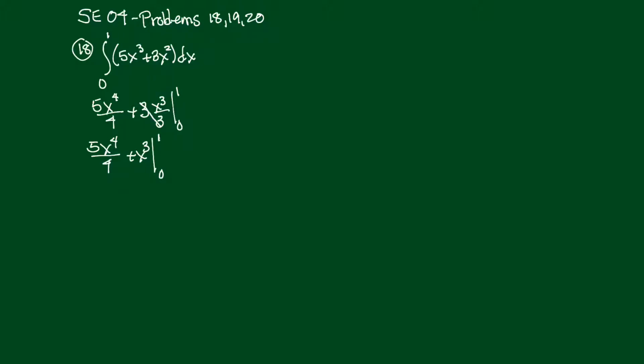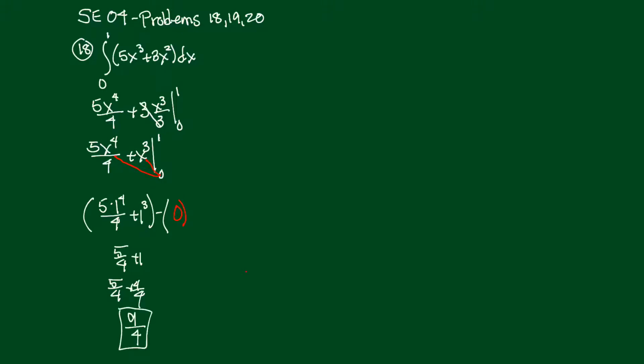So let's put in our upper limit. At the upper limit, we're going to get 5 times 1 to the 4th over 4 plus 1 cubed minus, put in the lower limit. Now this is that idea then where every x here is going to be 0. So the whole thing just becomes 0. And let's see, what are we going to get here? Well, this is just 5/4 plus 1. How about 5/4 plus 4/4? I think we're going to get this integral to evaluate to 9/4.